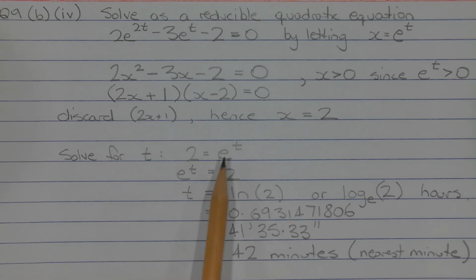Rearranging this equation to make e^t the subject, we get e^t equals 2. Taking the natural logarithm of both sides to make t the subject, we get t equals ln 2, or log base e of 2 hours. As a decimal, that's 0.6931471806 hours, which equals 41 minutes and 35.33 seconds, which rounds to 42 minutes correct to the nearest minute.